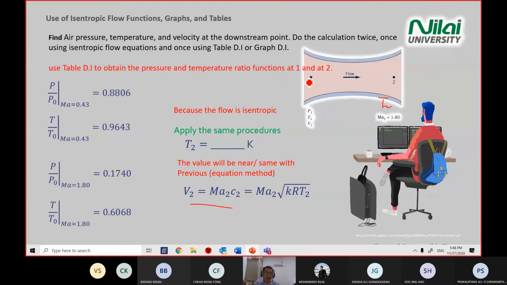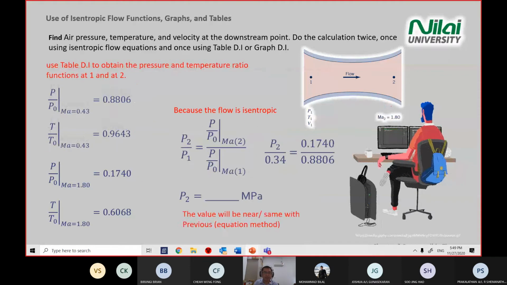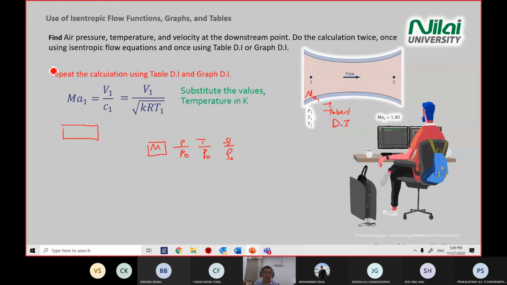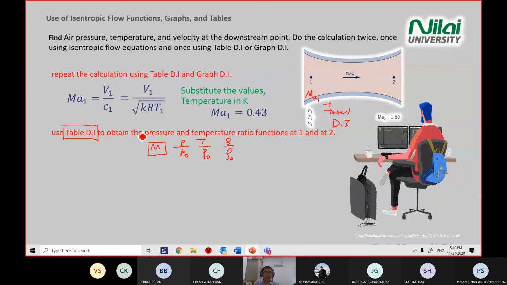I will highly recommend the second method, where you use table D1, from this step, from this slide. Okay, any question?